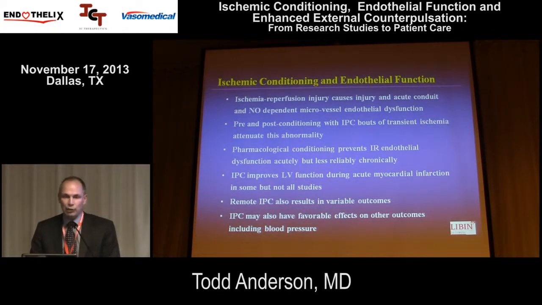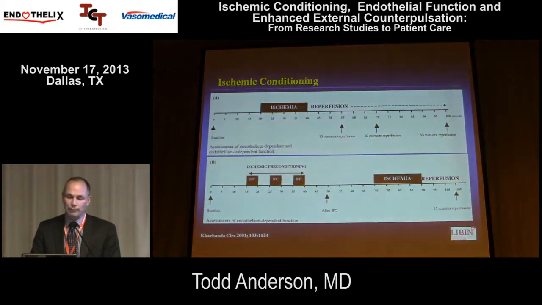So if we summarize this, and we'll just go through 2 or 3 studies, is that ischemia reperfusion injury causes acute conduit and nitric oxide dependent microvascular endothelial dysfunction, and I'll show you pivotal studies around that. Pre and post conditioning with ischemic preconditioning, bouts of transient ischemia can attenuate this abnormality. So there's a nice human model of acute endothelial dysfunction that's really useful for studying mechanisms, but also for studying different interventions. Pharmacological conditioning, I'm just going to touch on that as well because that's important as we look at mechanisms and also different therapies, and remote ischemic preconditioning you've heard about. So this is the first study.